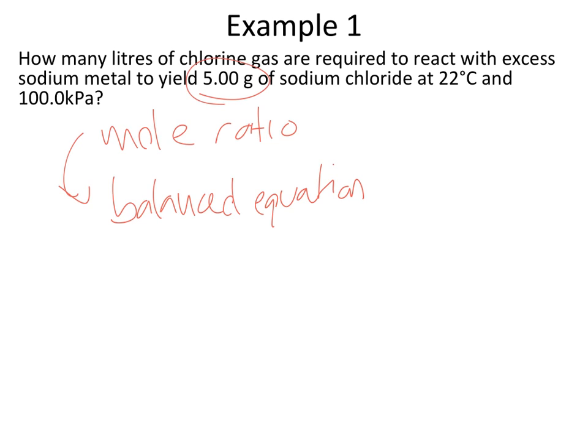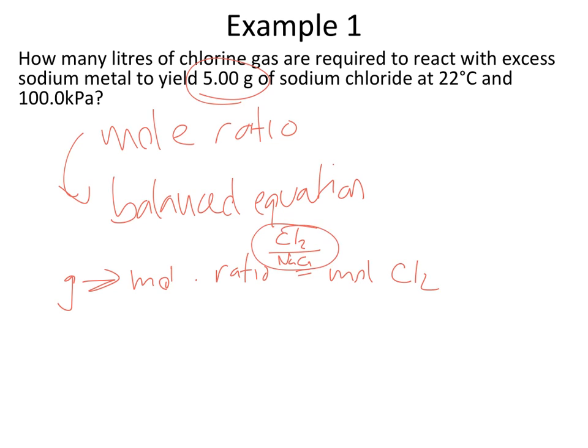Well, I have 5 grams of sodium chloride. If I can take my mass and turn it into moles, I can then multiply by my ratio and get moles of Cl2, and that ratio will be Cl2 over NaCl. Again, this mole ratio comes from our balanced equation. So how do I do this? Well, I know how many grams I have: 5 grams. I divide by the molar mass of sodium chloride, and I get moles of sodium chloride. Once I multiply by my ratio found from my balanced equation, I can get moles of Cl2.